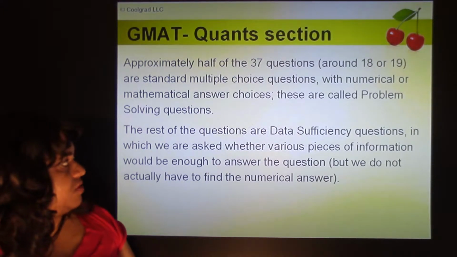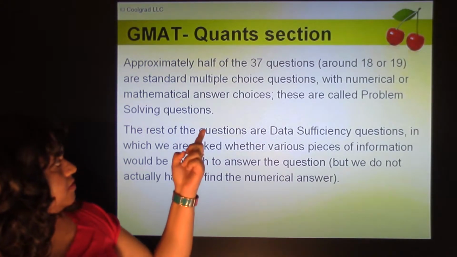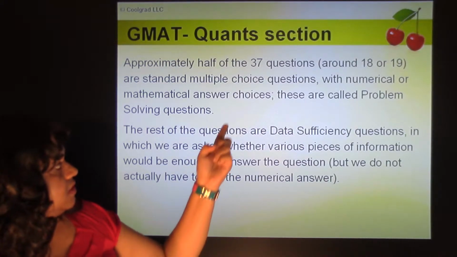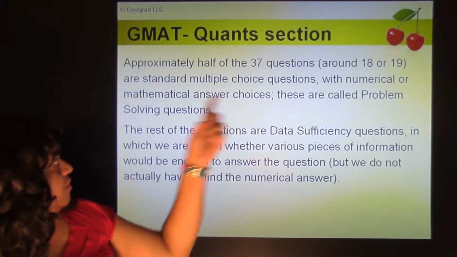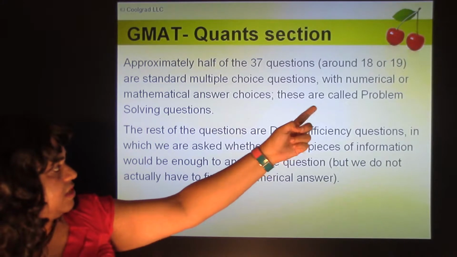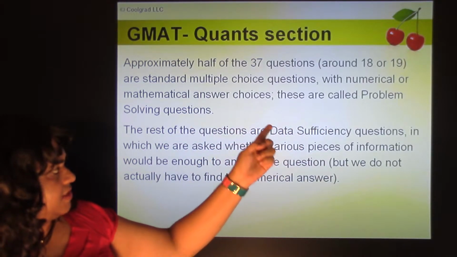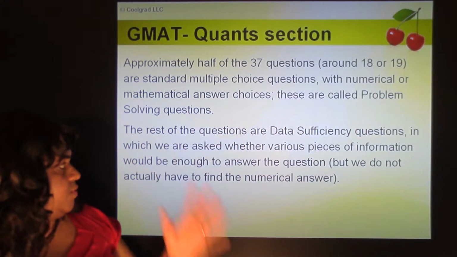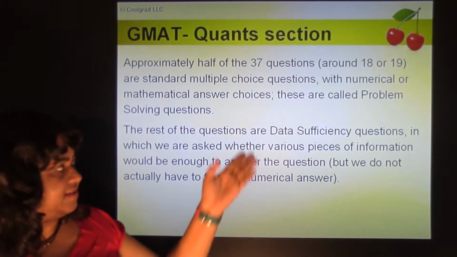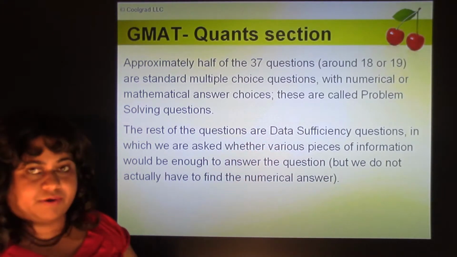So in the quant section, there are 37 questions. Around 18 or 19 are standard multiple choice questions, with numerical or mathematical answer choices. These are called problem solving questions. And the next set of questions is data sufficiency questions. I'm going to talk about this later.